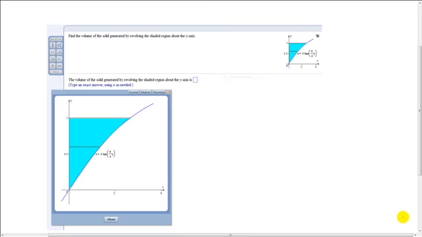This is a problem from the 6.1 homework that I was emailed about. 6.1, this is question 2. I started to write out a solution and got halfway through the problem and realized this might require a little explanation to go along with the solution.